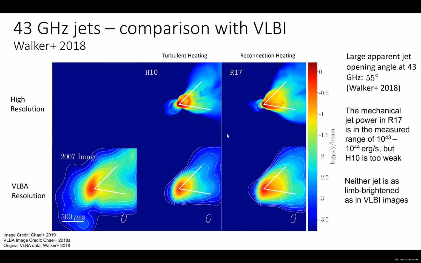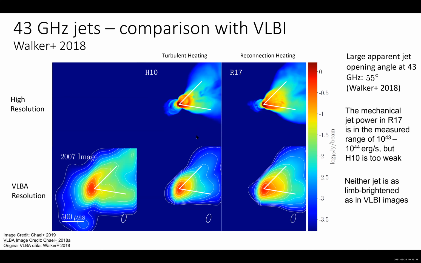In addition, we can look at the powers from these jets as a way of distinguishing between these two heating models. One thing we notice is that the mechanical jet power in the reconnection heating model is consistent with the range of jet powers measured from M87, whereas the turbulent heating model is too weak. We interpret this to be the case because the turbulent heating model has too much energy going into radiation. This turbulent heating model produces way too many very hot electrons in the funnel.